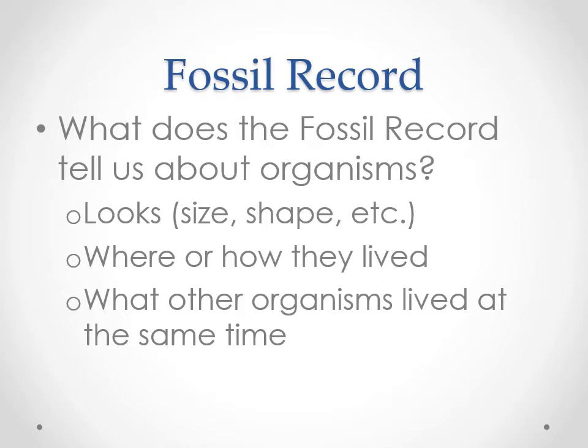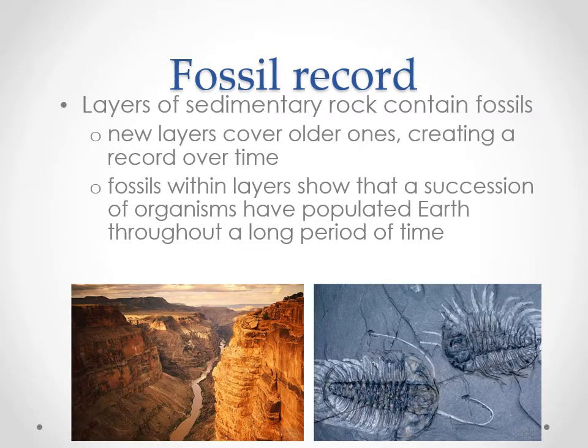What does the fossil record tell us about an organism? It tells us the looks, the size, the shape, etc., where or how they lived, and what other organisms lived at the same time. So the fossil record gives us layers of sedimentary rock that contains fossils.